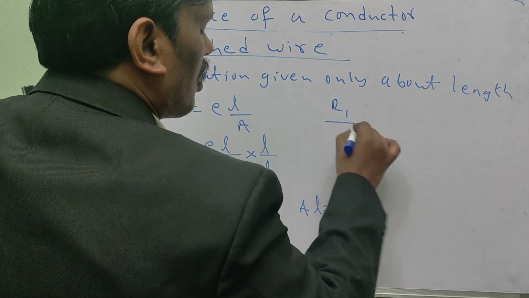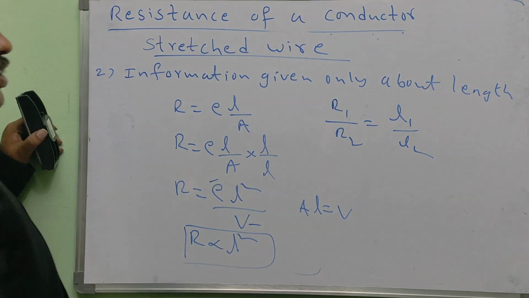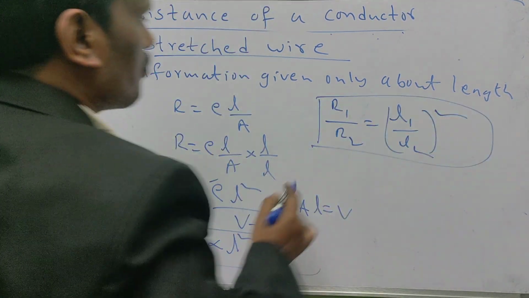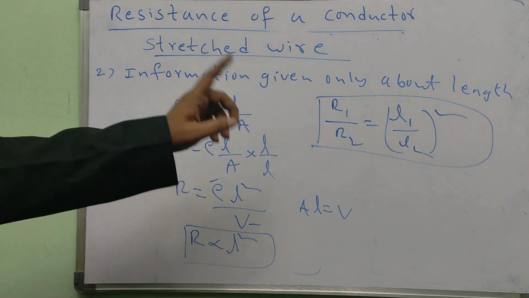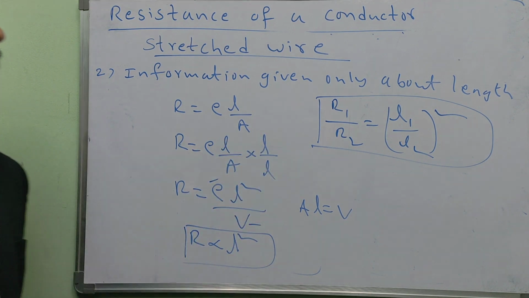So what is the formula now? R1 upon R2 is equal to (L1 upon L2) whole squared, since resistance is directly proportional to the square of length. This is the formula we use to solve problems for a stretched wire when information is given only about the length. Thank you, students.